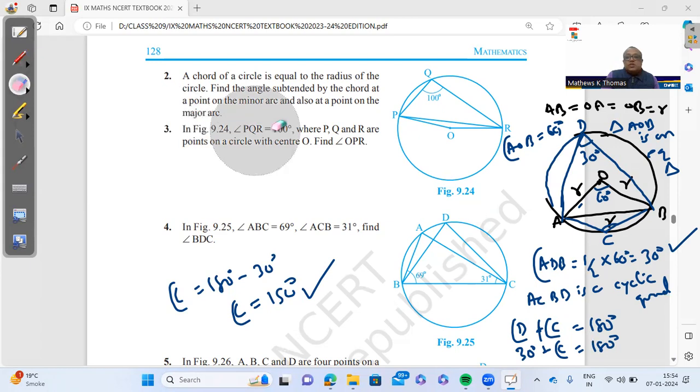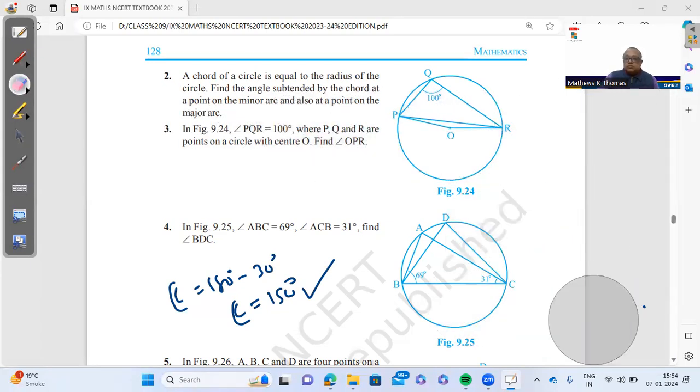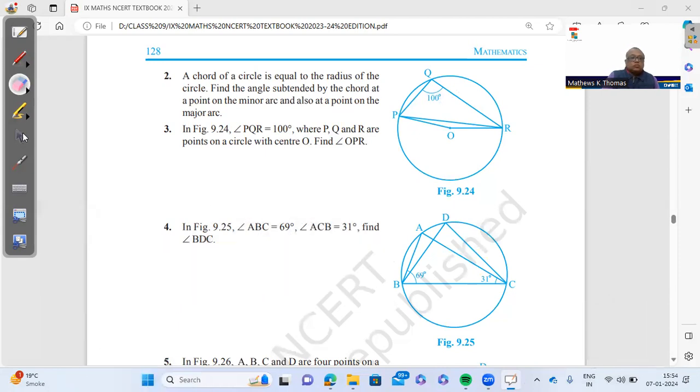Then we come to question 3. Question number 3, the figure is given here. This angle is given as 100 degrees. Find out angle OPR. So again, this is 100. The angle at the center will be double the angle on the remaining part, so this will be 200 degrees. This major angle POR will be 200.